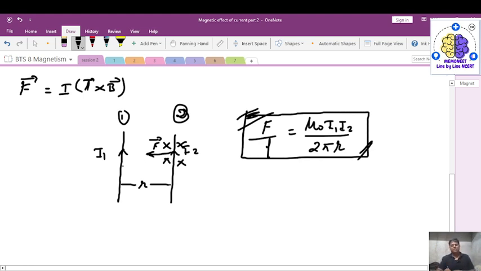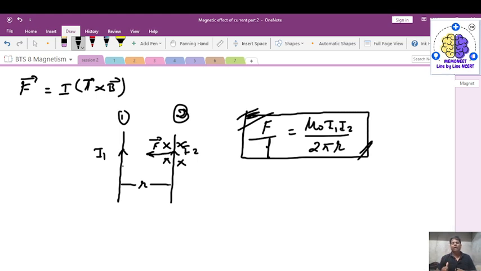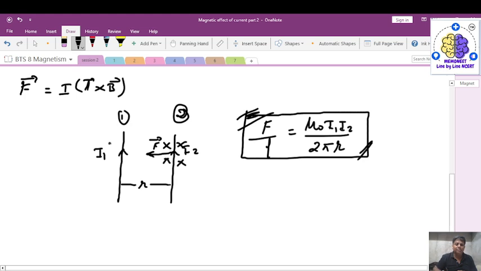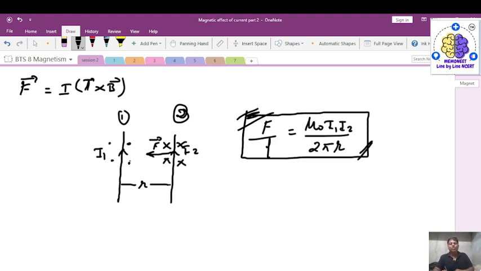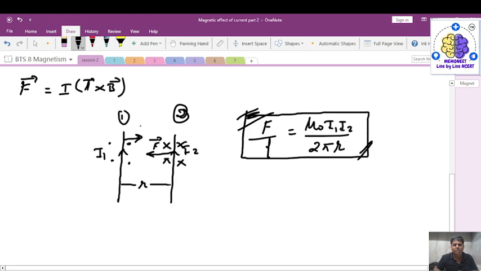Now, if we talk about the first conductor, the magnetic field experienced by the first conductor is because of the second conductor. If the current flowing in the second conductor is in the upward direction, then the magnetic field at the first conductor will be in the outwards direction, with Maxwell's right hand thumb rule. So the magnetic field experienced by the first conductor is outwards of the paper, right? Now, if the magnetic field is in the outward direction and the current is flowing in the upward direction, then by Fleming's left hand rule, the force experienced by the conductor will be towards the right hand side. So this will be the direction of force.